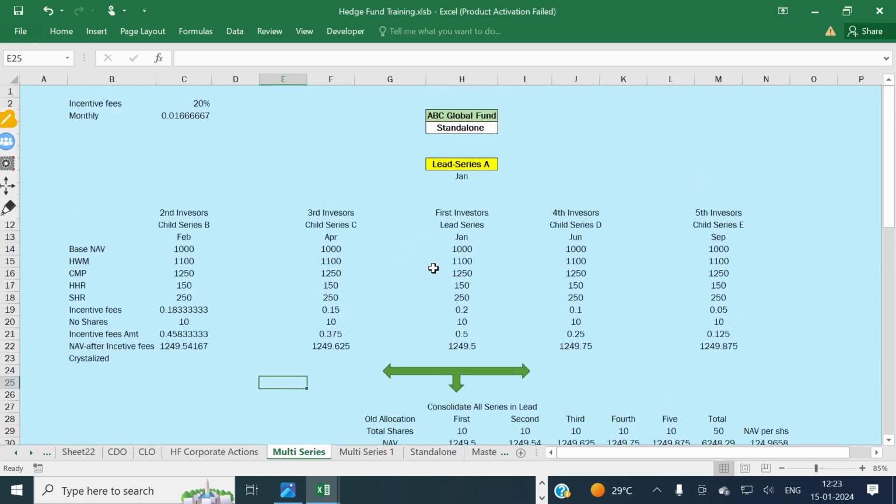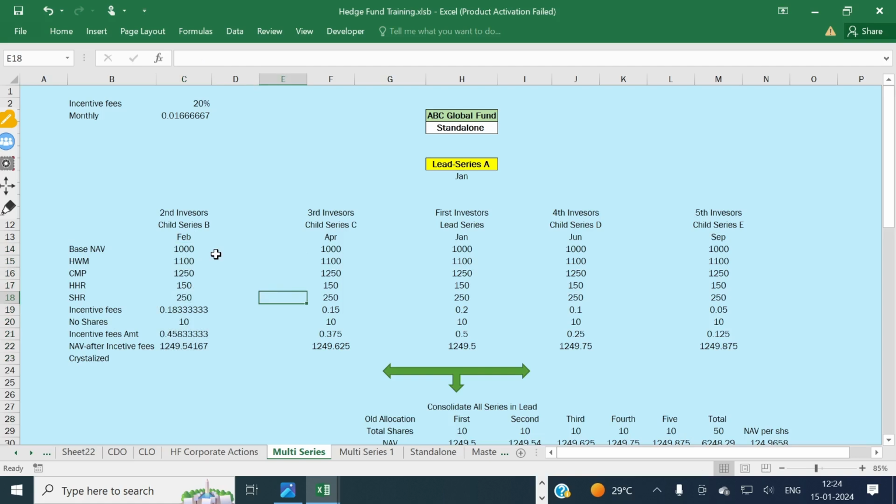So there would be one main series. Let's say January is a lead series. That's what they call the lead series. So every month or every year or whatever cycle they have, they accept the subscriptions and create child series. They first decide the high watermark and everything, and even the duration.